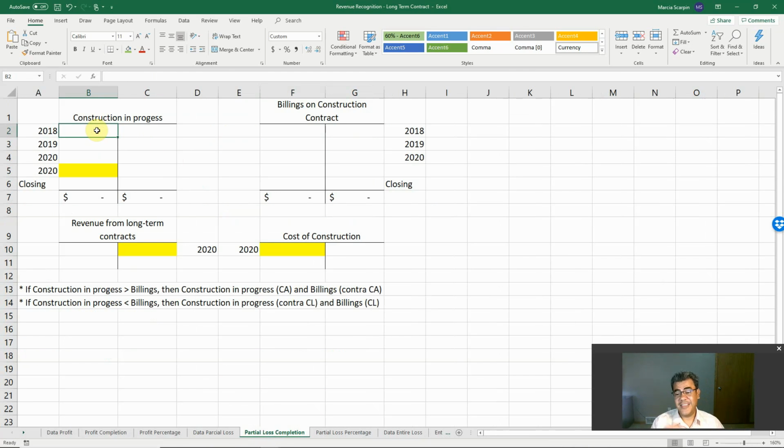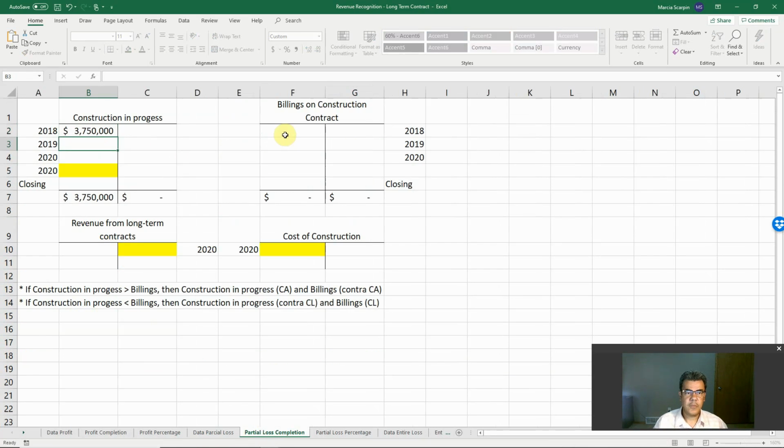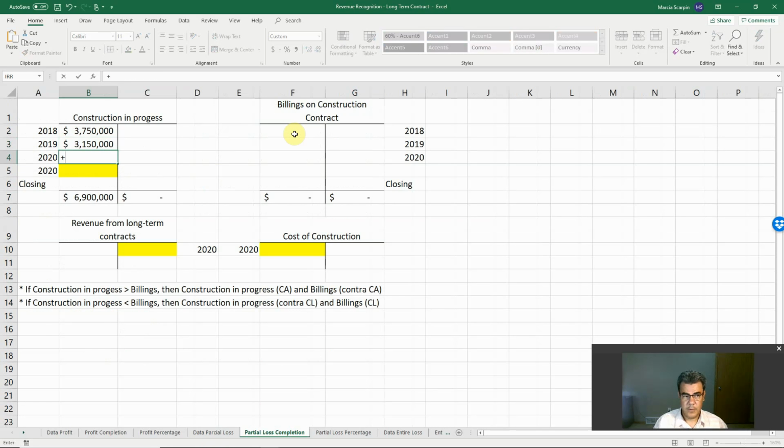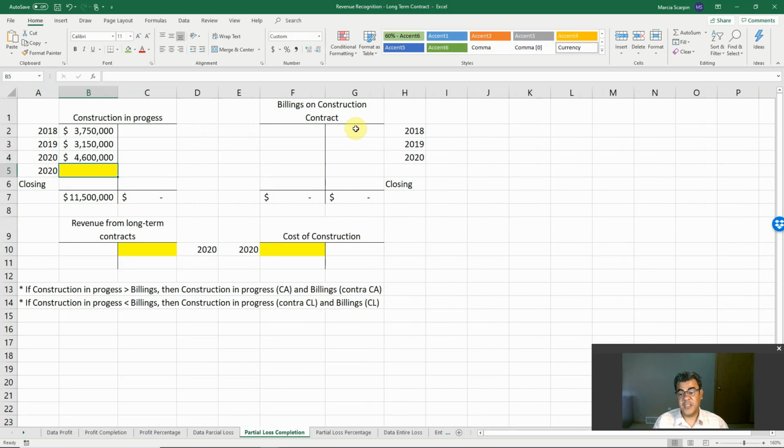So okay, let's do it. Construction in progress is just like an inventory. We are creating our building, but it is a long-term asset because we are creating it over 3 years. So construction in progress is our costs. 3.7, 3.1, 4.6. And the credit is cash or anything payable.